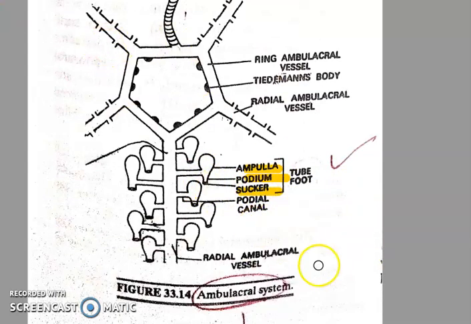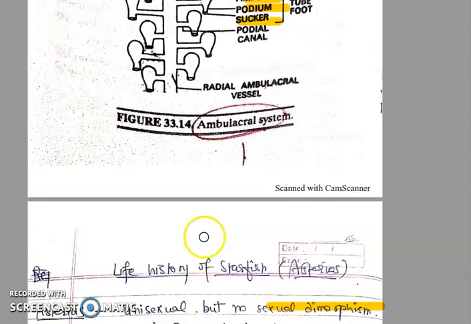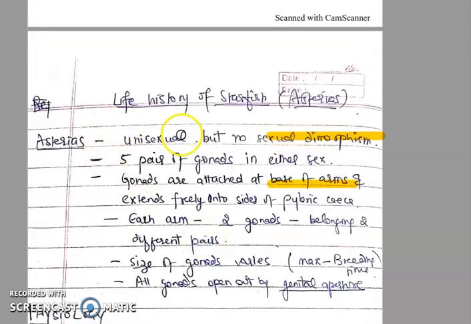Now what is the main function of this water vascular system that is present in the echinoderm? The main function is to help in circulation, locomotion and respiration. After this, we will start with the topic, that is the life history of starfish.